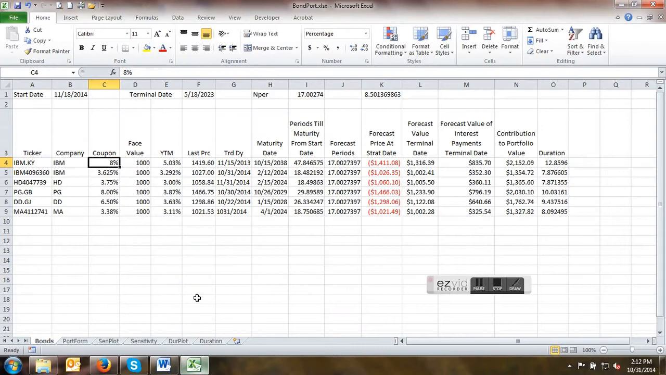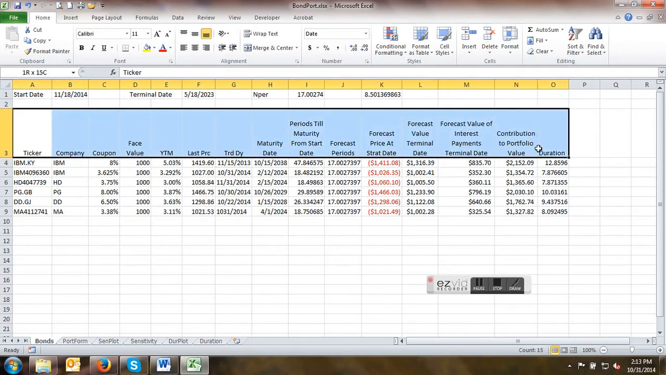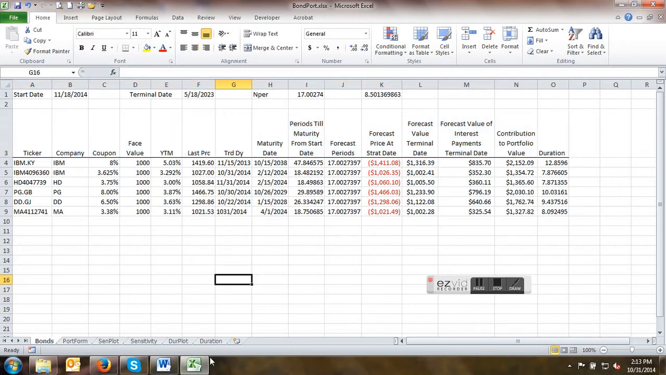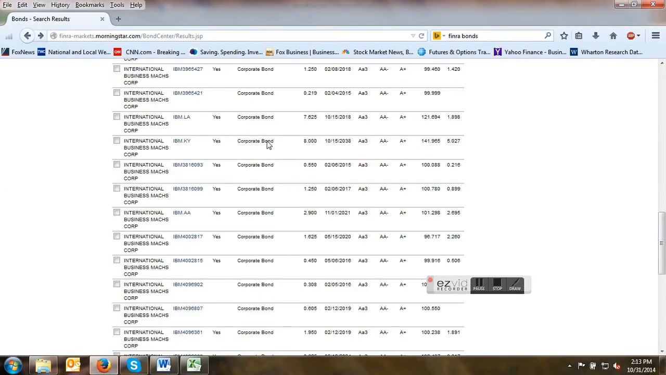I plug in the numbers. Here's my coupon rate, I'm just typing that in. The face value is always going to be 1,000. Yield to maturity is this one. The last price traded, just type that in. The date that it was traded is required. Then the maturity date of the bond, which is just coming from right here. My KY bond matures on 10/15 of 2038.